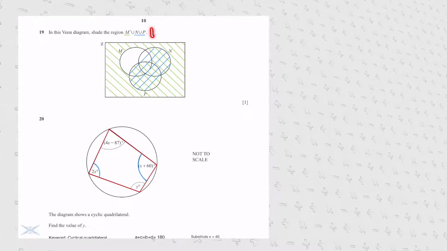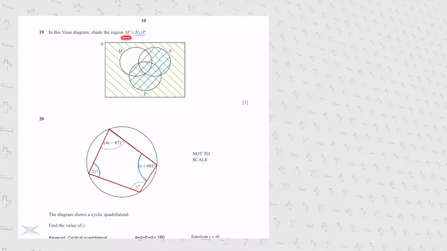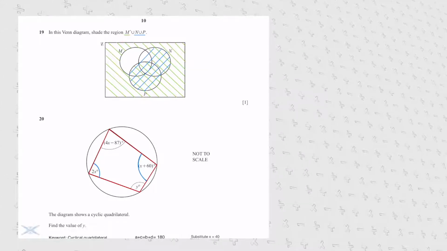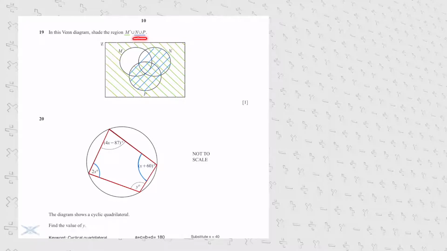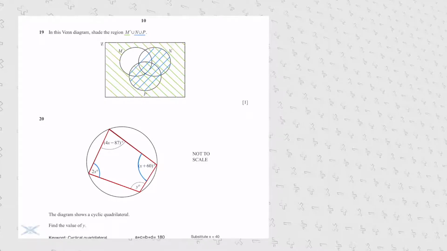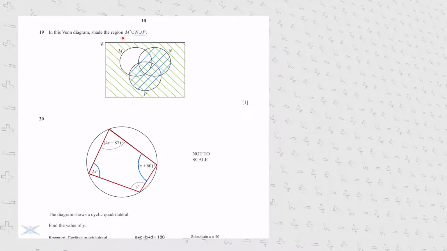Exercise 19 requests from us to shade the region that represents the union of not M with the union of N and P. To do so, we can firstly shade the region that represents not M. In this case, I've colored this area in green. In a second step, we can determine the union of N and P, which is represented by the area that's shaded in blue. So our final result is represented by everything that is shaded in those 2 aforementioned colors.